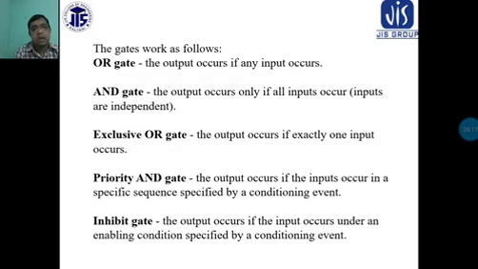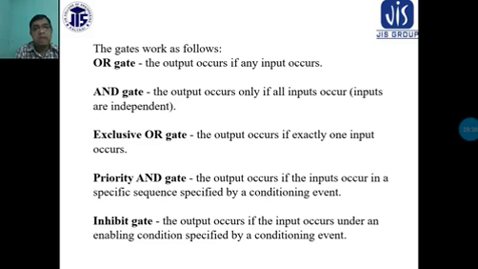Another one is the priority AND gate. What is a priority AND gate? The output occurs if the inputs occur in a specific sequence specified by a conditioning event. This is the priority AND gate.